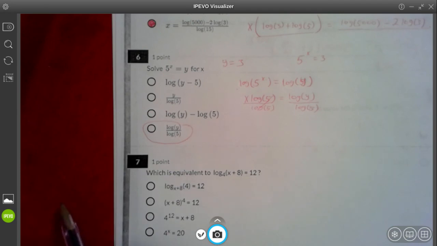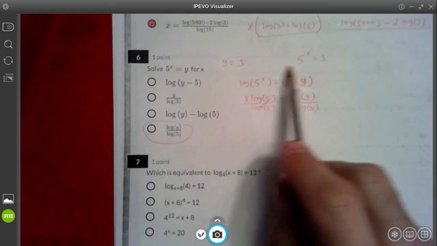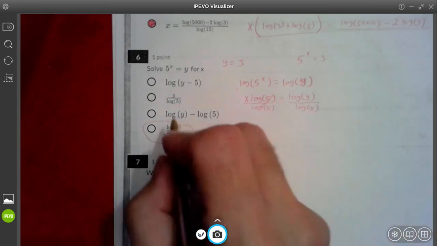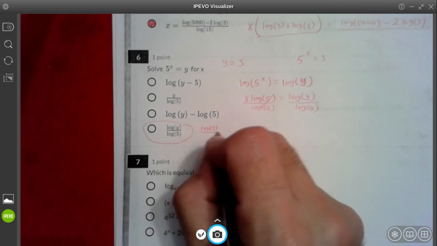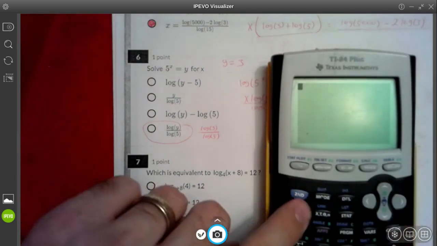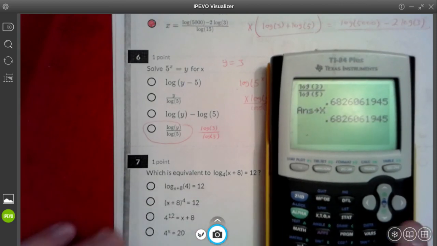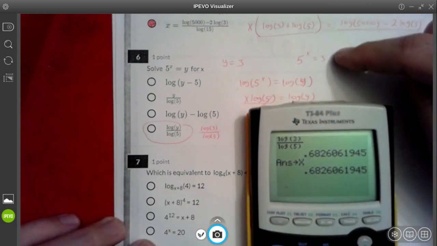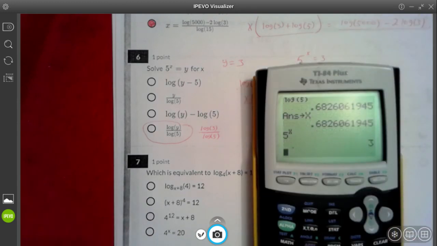Now, what we could do to check our answer with this y equals 3 method is rewrite the equation with 5 to the x equals 3, and then just take that 3 and substitute it in. If you do log 3 divided by log 5 and store it to x, and then type this equation in, it will give you 3. If you do 5 to the x power, it's going to give you 3.